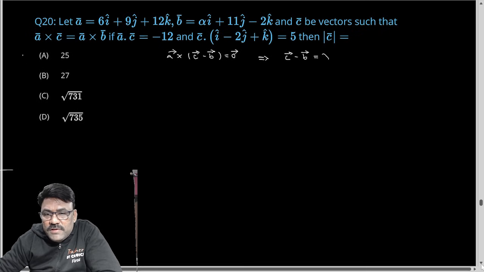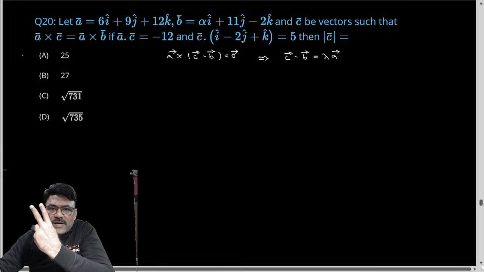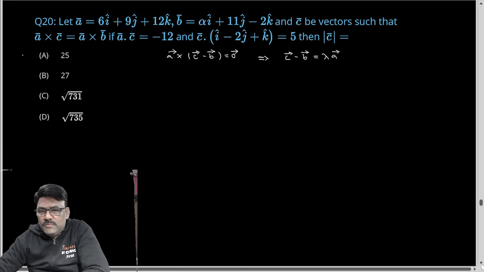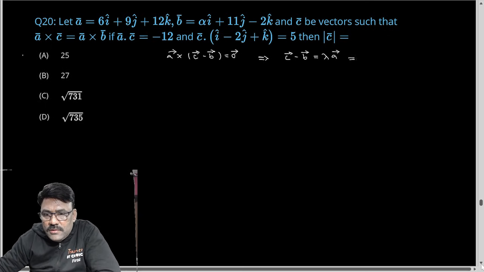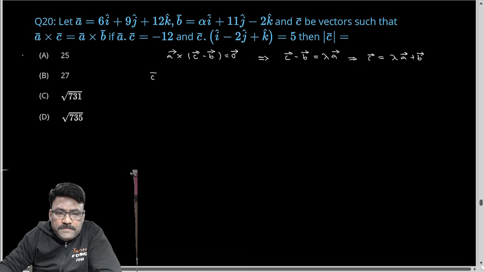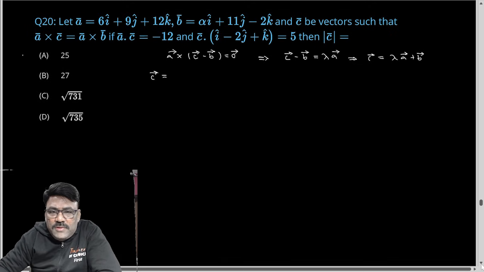Means it can be written as lambda times A. Whenever two vectors A and B are parallel, you can write B is equal to lambda times A or A is equal to lambda times B. So C minus B is parallel to A, so I can write C minus B is equal to lambda times A. Or I can write C is equal to lambda times A plus B. So what is the vector C here? Lambda times A plus B.